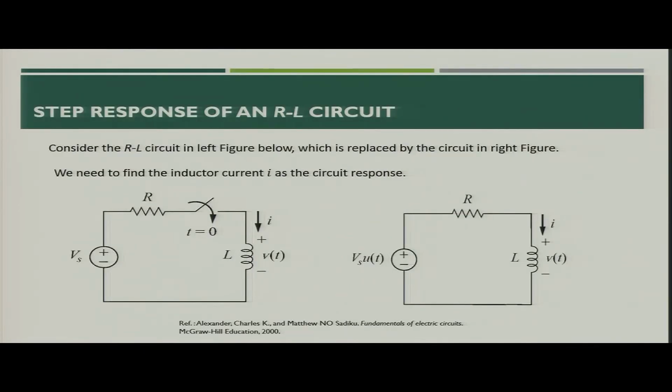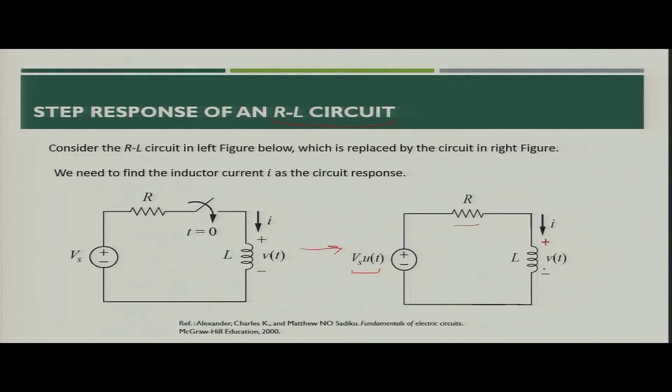Now let us talk about the step response for an RL circuit. If you see the figure on the left, you have one R resistance and an inductor, both in series with voltage source Vs. If at time t equal to 0 the switch is closed, meaning voltage is applied to the circuit, the equivalent circuit including the switching phenomenon can be represented as Vs into u(t), that would be the voltage source, and then R and inductor L.